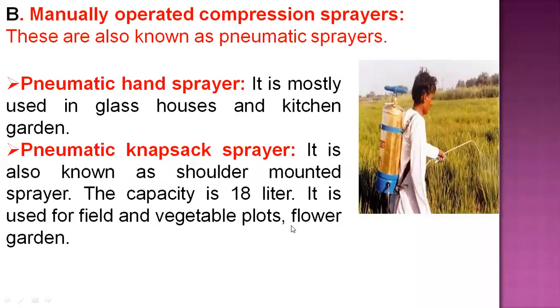Now the second type, the manually operated compression sprayers, also known as pneumatic sprayers. The first one, the pneumatic hand sprayer, is mostly used in glass houses and for kitchen gardening. The second one is the pneumatic knapsack sprayer, also known as a shoulder mounted sprayer. Here I am showing you how spraying is done. The capacity of this tank is 18 liters, and it is used for fields as well as vegetable plots, flower gardens, and some kitchen gardening.